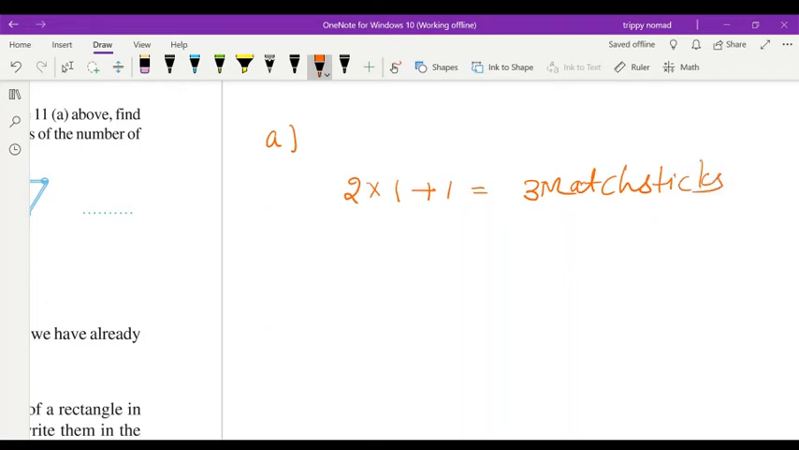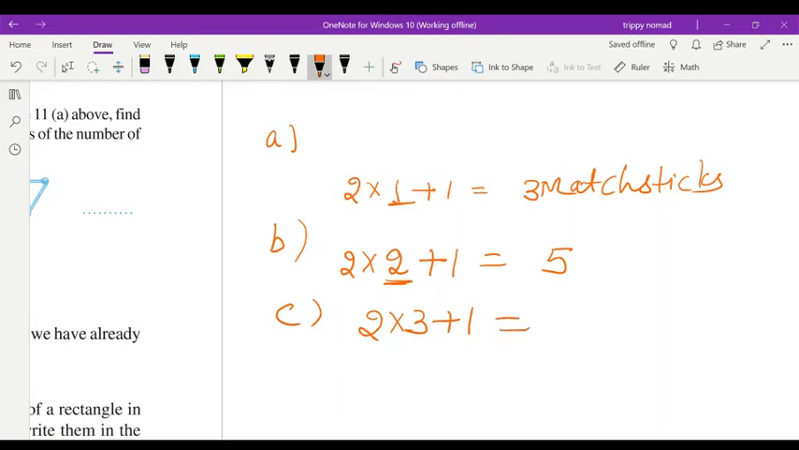In B, then 2 into 2, because 2 are required separately for each. Here the number of triangles, this number is showing the number of triangles. 4 plus 1 is 5. In C, 2 into 3 triangles made, and 1, 3 twos are 6 and 1 is 7. In the same way in D, there were 4 triangles, 2 into 4 plus 1, that is 9.